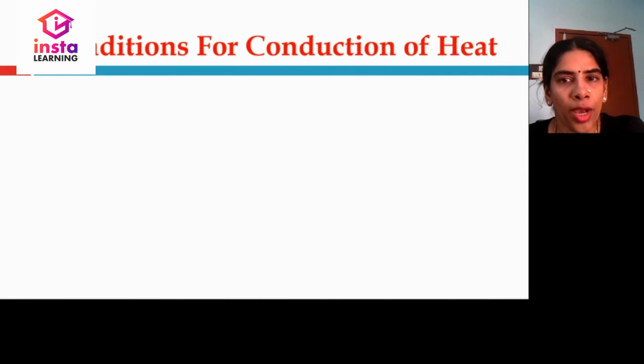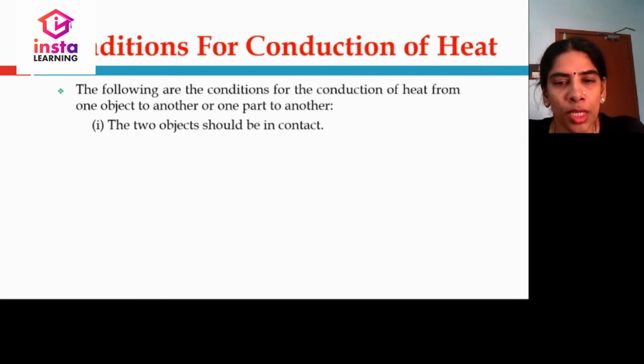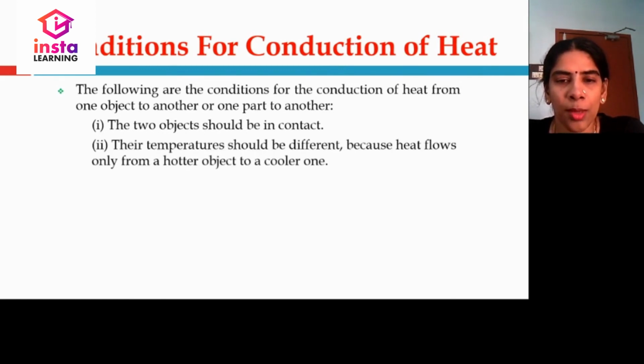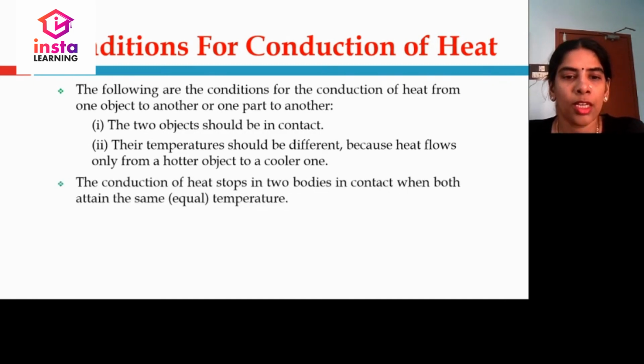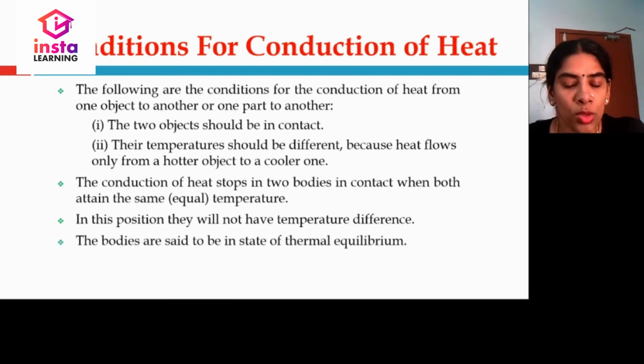What conditions do we require for conduction of heat? The following are the conditions required for the conduction of heat from one object to another. The objects should be in contact. Their temperatures should be different because, as discussed earlier, heat flows from the hotter to the cooler one. The conduction of heat stops between two bodies when both attain the same temperature. In this position, they will not have a temperature difference. The bodies are now said to be in a state of thermal equilibrium.